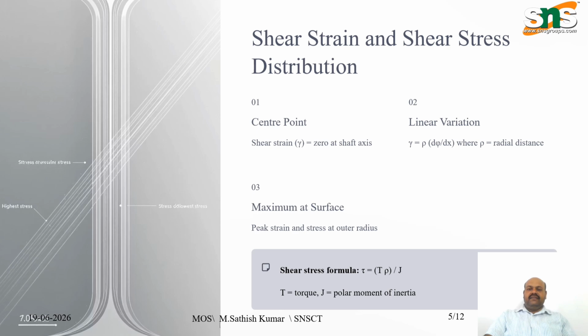We have already seen shear stress and shear strain distribution. So we have a center point, and the shear strain is equal to 0 at the shaft axis. Linear variation happens with the radial distance, maximum at the surface, with peak strain and stress at the outer radius. So this is the formula for shear stress.